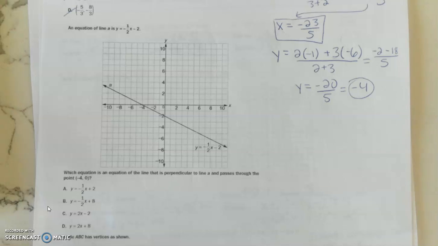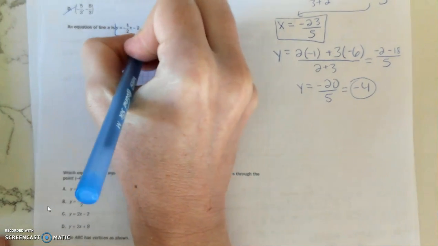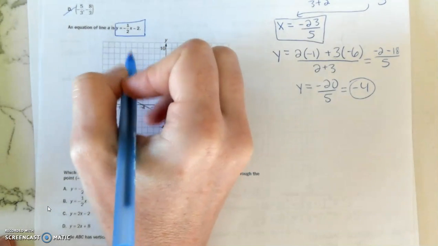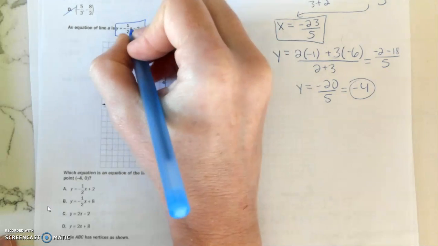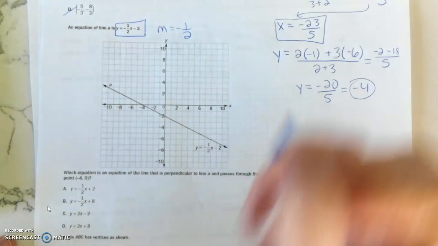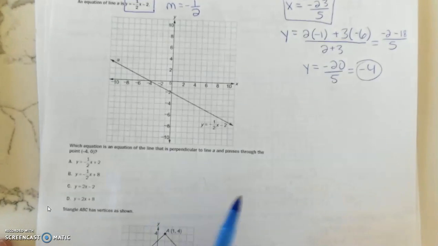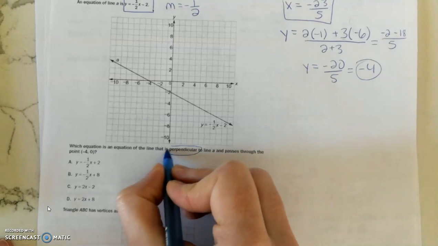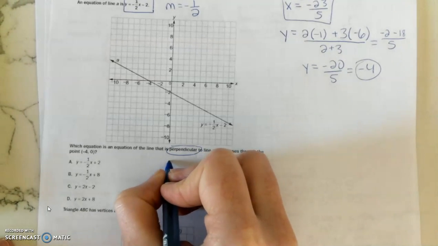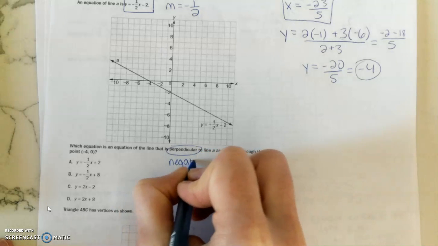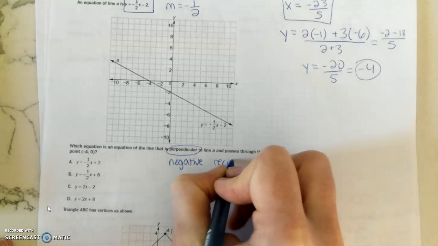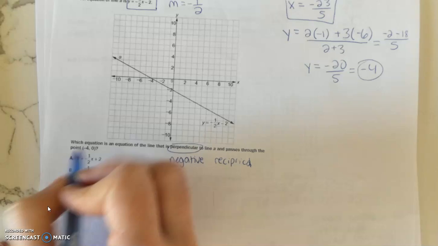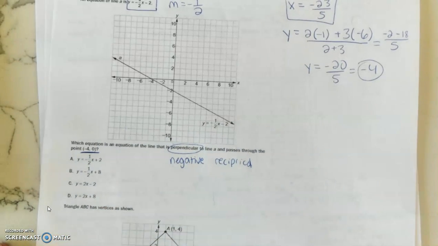So an equation of a line, A, is this right here. What form is this? We know it is slope-intercept form, so you already know your slope. Your slope is the coefficient in front of x, which is -1 over 2. Which equation is an equation of the line that's perpendicular? That word is important, and you should be thinking perpendicular, negative reciprocal, and passes through the point -4, 0.